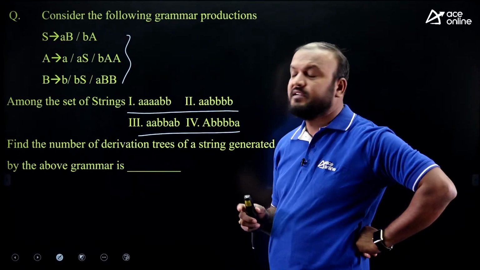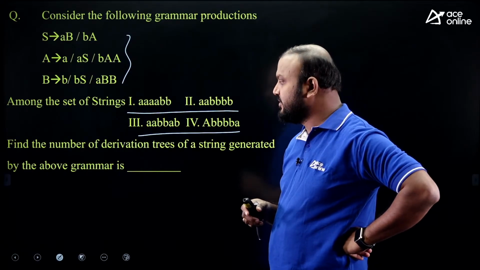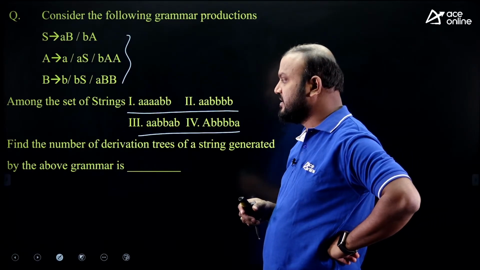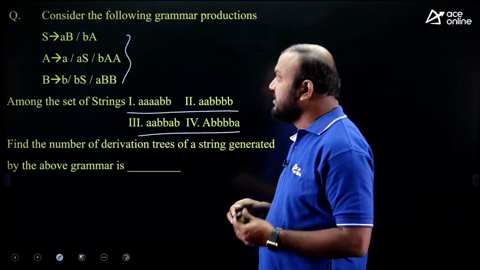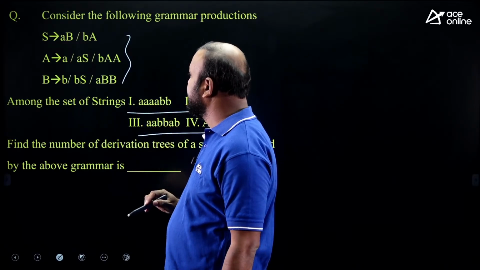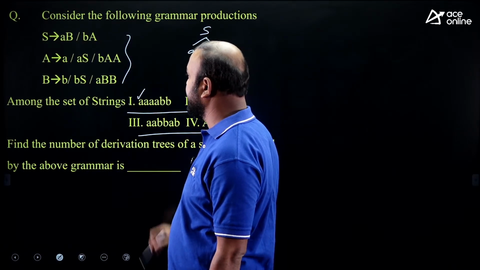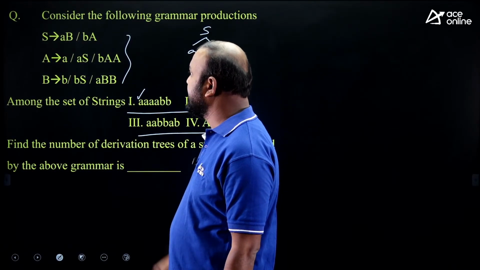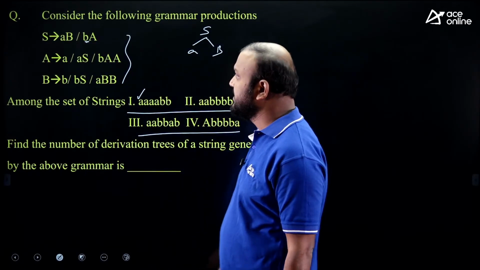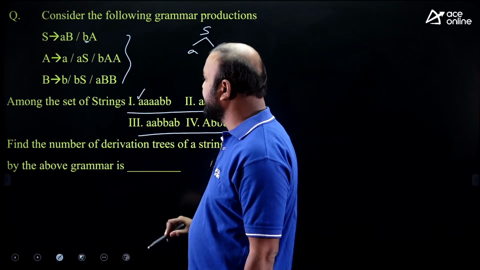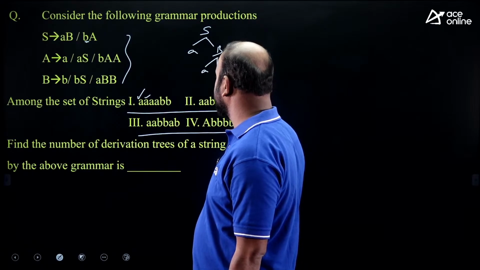The question is, which string is possible to be derived, and for the string that is derived, how many derivation trees are possible? Find the number of derivation trees of a string generated by the above grammar. Look at the first one, S goes to AB is possible. So it is going to generate A. And because it started with B, this production is not suitable, and the first production is suitable. And then with the B, I have to get A.